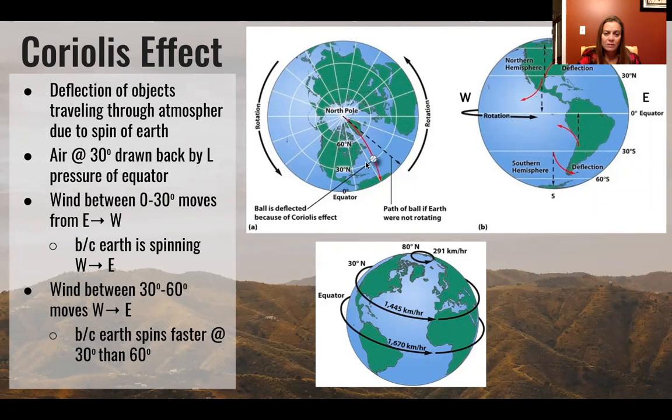Between 30 degrees north of the equator and 60 degrees north of the equator, winds actually move from west to east. And so we have a deflection again, because the Earth spins faster at 30 degrees north than it does at 60 degrees north. We have the same rotation, but a farther distance to travel, so it's moving faster.